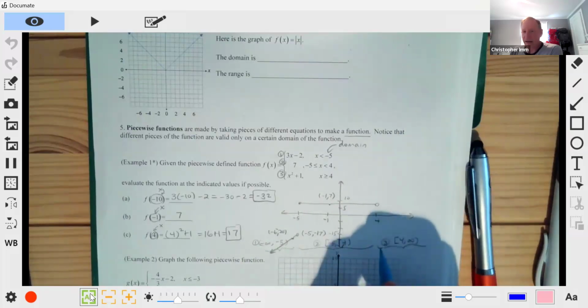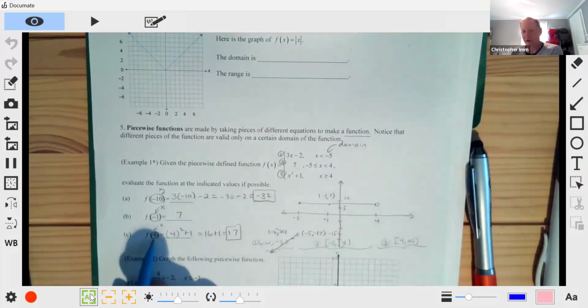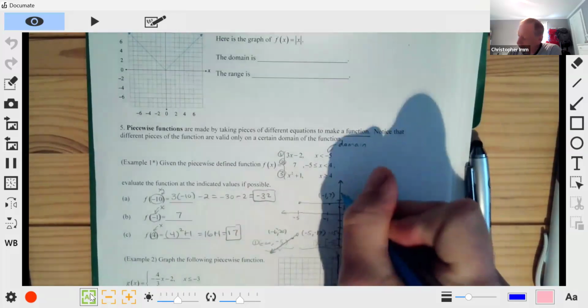So I'm going to start again by looking at what happens at that endpoint, which is 4. Well, I've already computed that function at 4. So at 4, I have 17. So I'm going to plot that point.